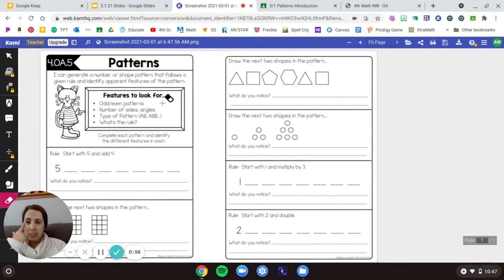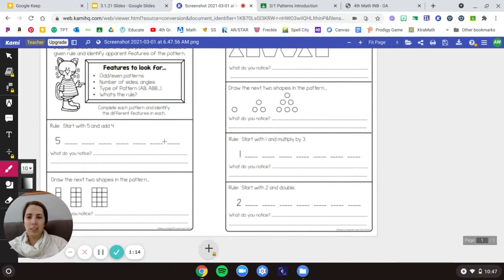Look for, see if you see any even or odd patterns. There's a certain number of sides or any angles going on. Is it a certain type of pattern, like A, B, A, B, B? Or is there a rule? Something that happens each time. So let's take a look.